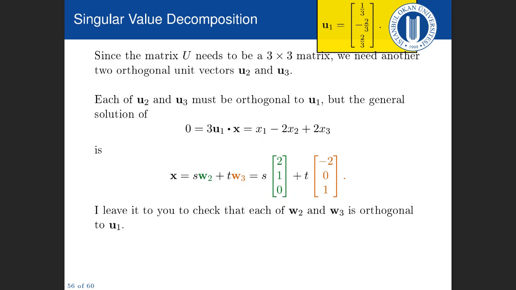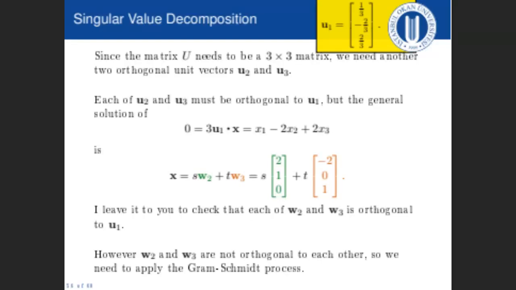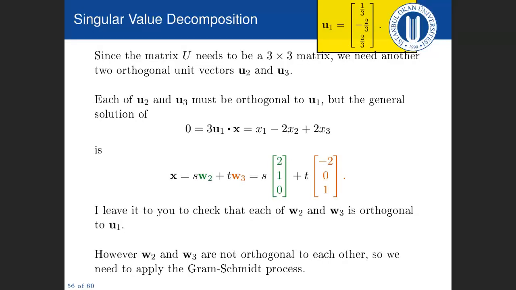How did I do this? Well, I decided I wanted 1, 0, and 0, 1 in the second and third positions. And then I used a formula to calculate what the top number should be. I'm going to leave it for you to check that this green vector is orthogonal to u1, and this orange vector is also orthogonal to u1. However, the green vector and the orange vector are not orthogonal to each other.